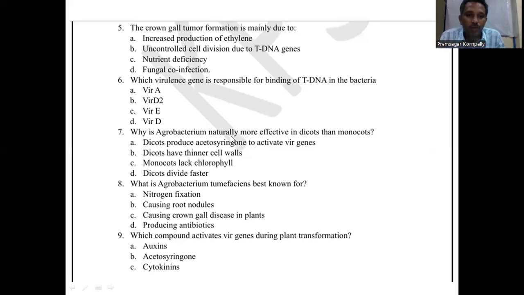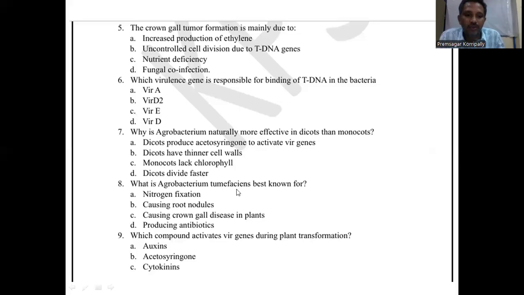Why is Agrobacterium naturally more effective in dicots than monocots? Dicots produce acetosyringone to activate the vir genes. Dicots have thinner cell walls. Monocots lack chlorophyll. Dicots divide faster. The answer is A. Dicots produce acetosyringone to activate the vir genes.